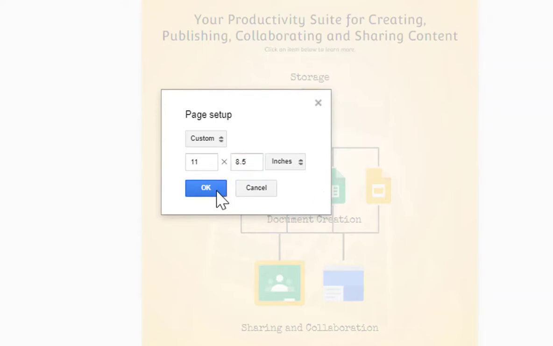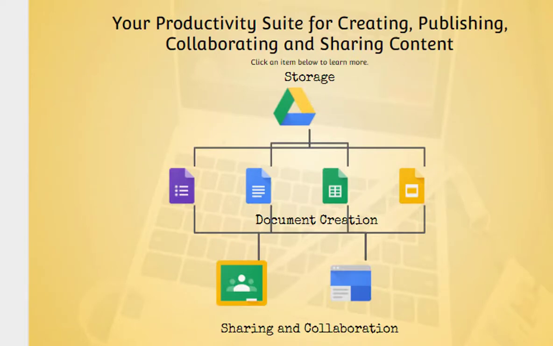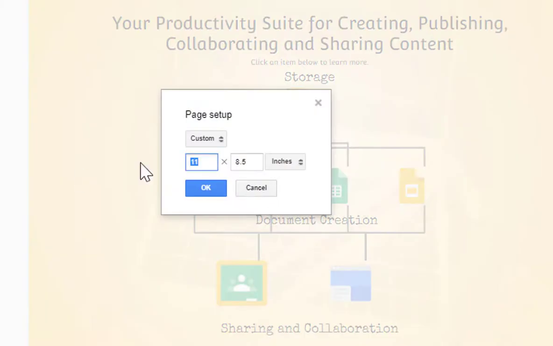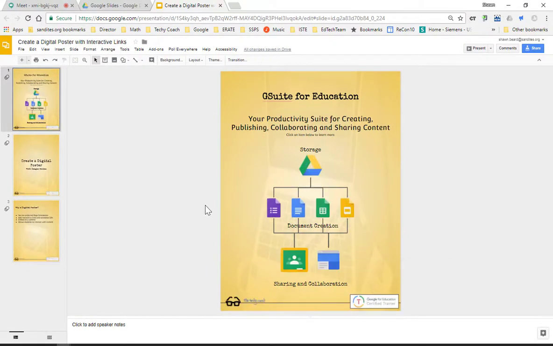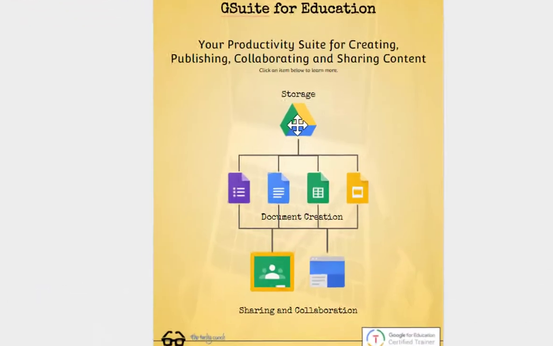portrait view. Whoops, I got that backwards. Let's take that up again: 8.5 by 11. That gives us a portrait view, and then I laid out my pictures on my slide.